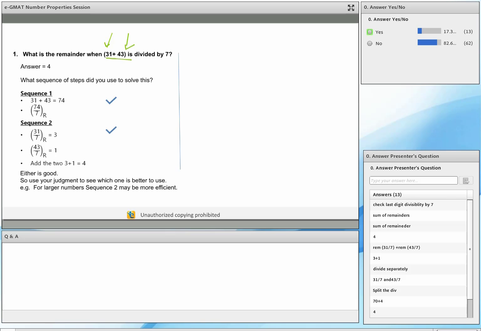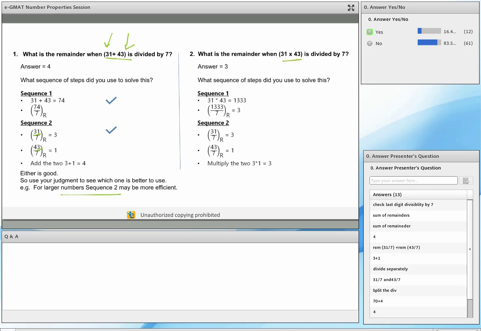Again, it's up to you what you're more comfortable doing, right? For larger numbers, sequence 2 may be more efficient. Why? Because when you're dividing the sum, you will end up dividing much larger numbers. So again, for larger numbers, sequence 2 is better. But what if you were given the question in this form? It's the product. In that case, what sequence would you follow?